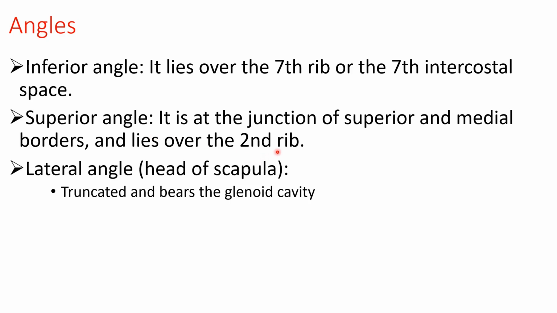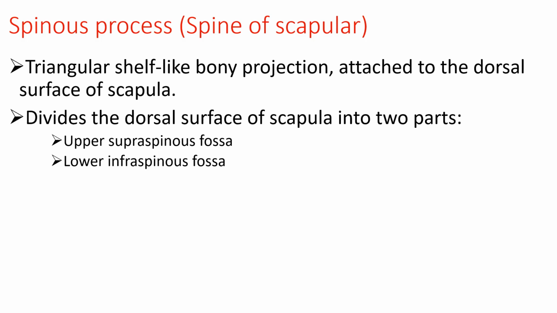Superior angle at the second rib, then the inferior angle at the seventh rib. Then the lateral angle, this is whereby we find the head of the scapula. It is truncated and bears the glenoid cavity. I've said that the glenoid cavity is whereby the head of humerus attaches to form the glenohumeral joint or the shoulder joint.